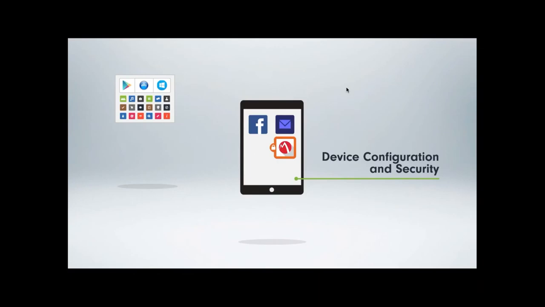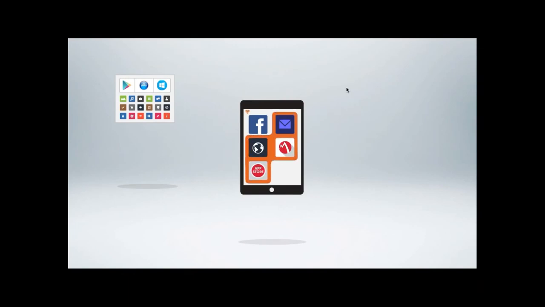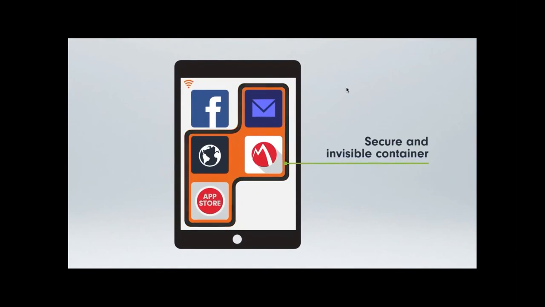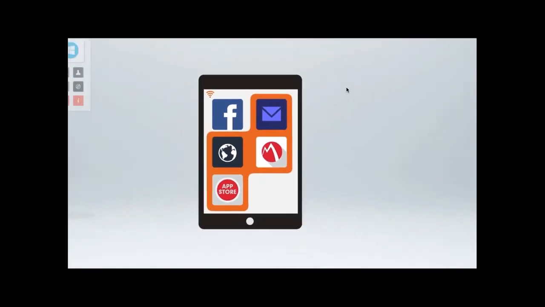John now has corporate email, Wi-Fi, VPN, and intranet web access. Passwords and digital certificates protect his identity. The MobileIron client creates a secure and invisible container to keep enterprise data secure and separate from John's personal information.